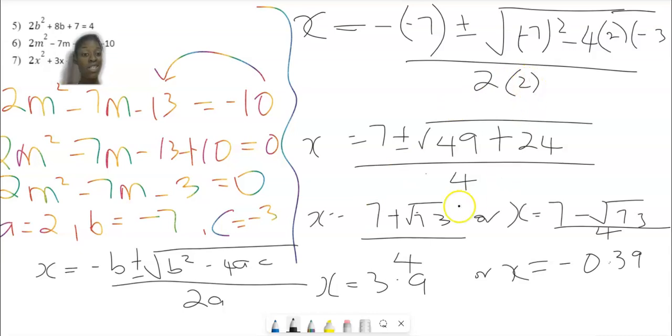So notice the steps are a little shorter because we eliminate some of the steps, right? So it's all about how comfortable you are. So this is our answer, x equal 3.9 and x equal negative 0.39.